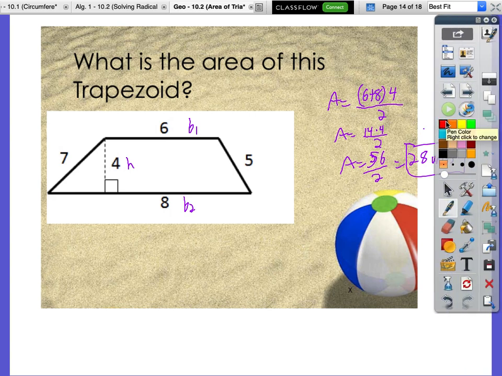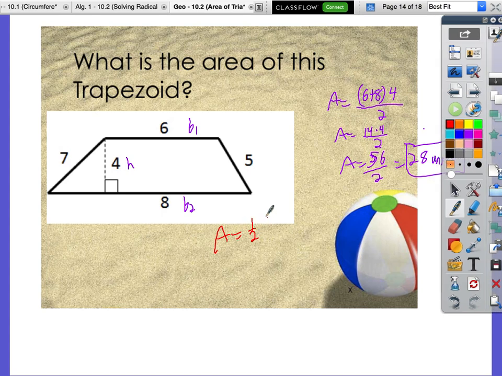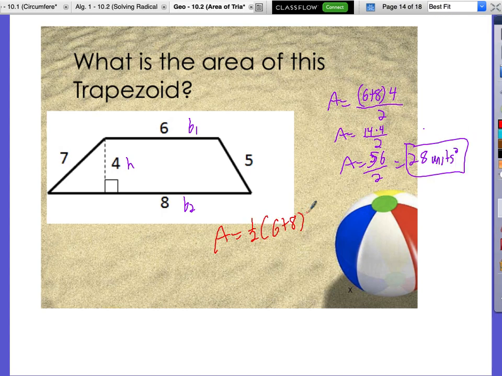Let's look at this. So Bryce said, hey, I did 1/2 times 6 plus 8, times 4. And he's like, I distributed this 1/2 inside the parentheses. And I got 3 plus 4, times 4. Well, 3 plus 4 is 7, and what's 7 times 4? It's 28. Wow.